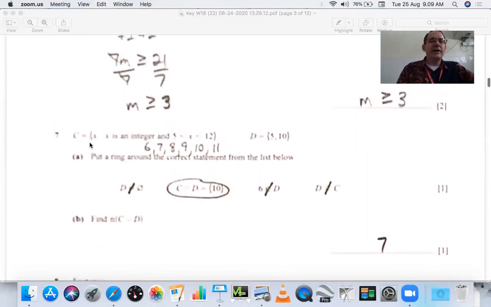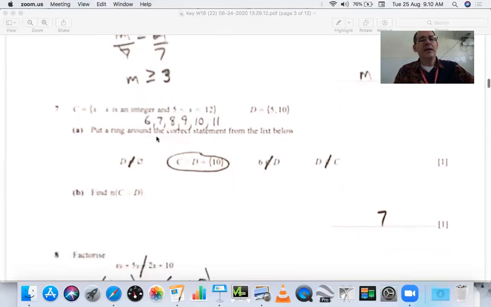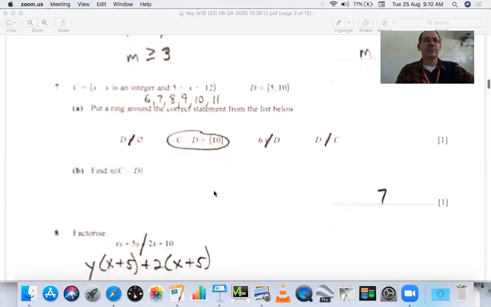Here we have elements. C are the elements of X that are between and not including 5 and 12. So I've written them here. They're integers, so they're integer elements where X is between but not including the 5 and the 12. So that would be 6, 7, 8, 9, 10, and 11, where the elements of D are just 5 and 10. So put a ring around the correct statement from the list below.